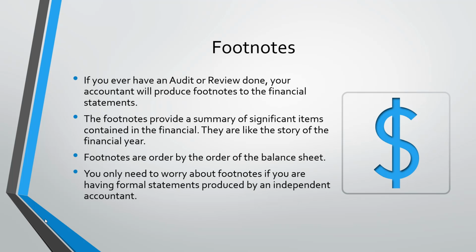The footnotes will go by the order of the balance sheet. So if you have accounts receivable, footnote 1 is always like a general footnote, but the next footnote will probably have accounts receivable. The next footnote after that will have your inventory. Next footnote will have fixed assets. So it's just in that order, and these are material. So if your accounts receivable are just $10, they're probably not going to do a footnote for that. But you only need to worry about footnotes if you're having formal statements produced by an independent accountant.